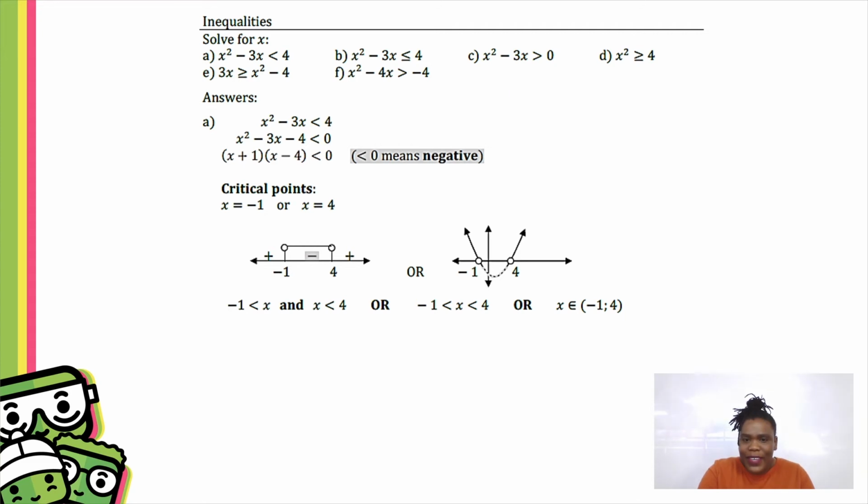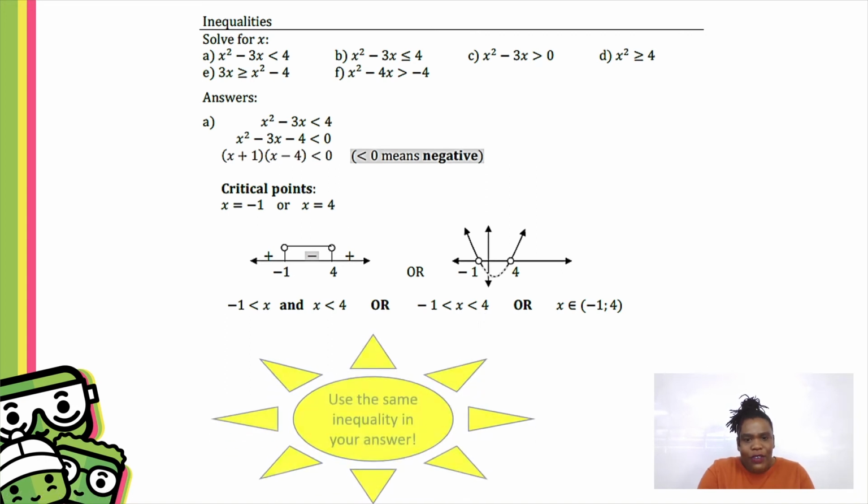And when you represent it, you write it like this. And it makes sense if you say it out loud. X is in between -1 and +4. And you write it like that. You put x in between -1 and +4.